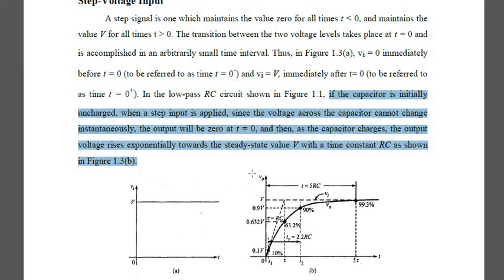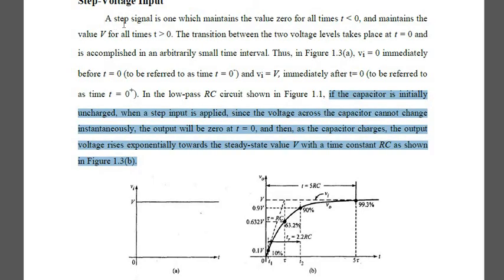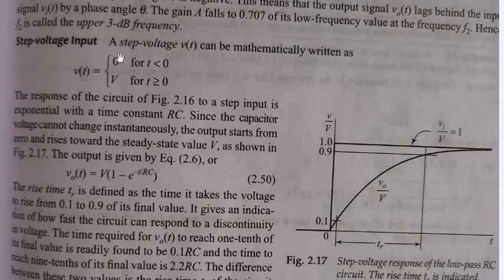So before we move on to the condition, let's just see how it will look. What is the step voltage? The step voltage, mathematically, as I have told here, has step size 1, and maintains the value 0 for all times t less than 0. Here, V of t is equal to 0 for t less than 0, and V of t is equal to capital V for t greater than or equal to 0. The response of this circuit is already given here. I will explain this circuit also. Since the capacitor voltage cannot change instantaneously, the output starts from 0 and rises towards a steady state voltage. This capital V is the steady state voltage.